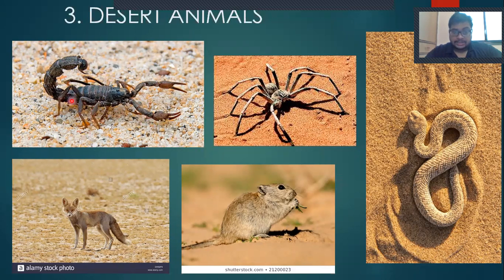This is a scorpion, a very deadly animal. It has poison inside. This is a big spider. Then this is a rat. This is a fox. So these are desert animals. This is a snake. See how dangerous it looks, isn't it? These are desert animals. They can live without much water. What desert means is there is very little water available, and these are creatures that can live on very small amounts of water.